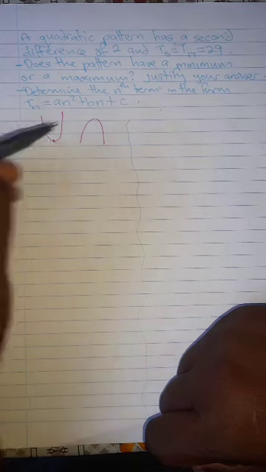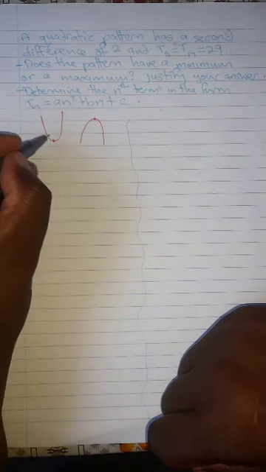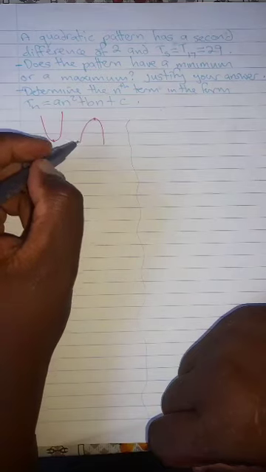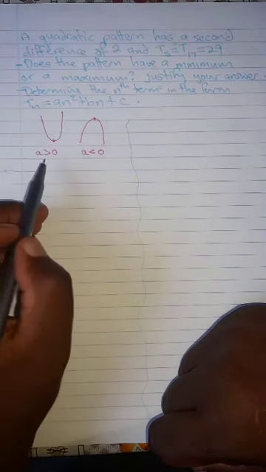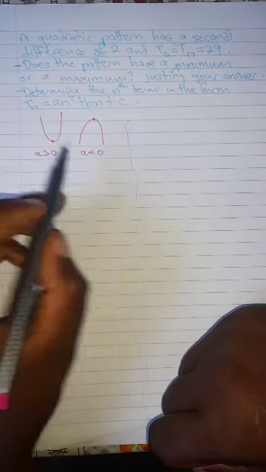Now, you need to understand your functions here. This is a quadratic number pattern, which is also a quadratic function, right? We know that a quadratic function has a minimum when a is greater than 0, and a maximum when a is less than 0. That is, when a is positive and when a is negative.